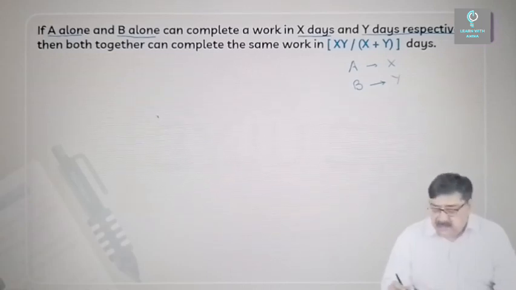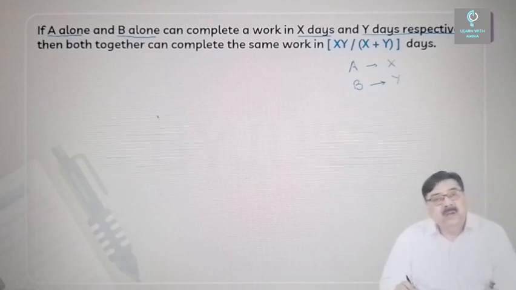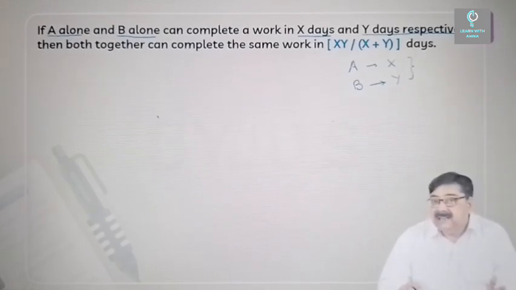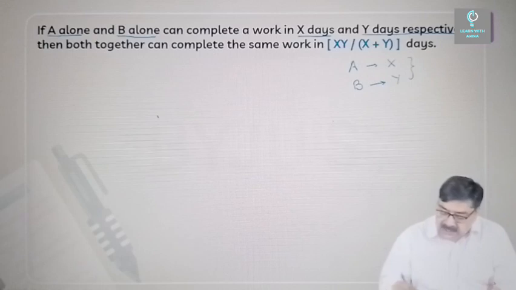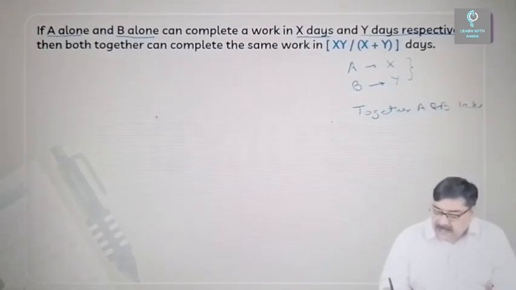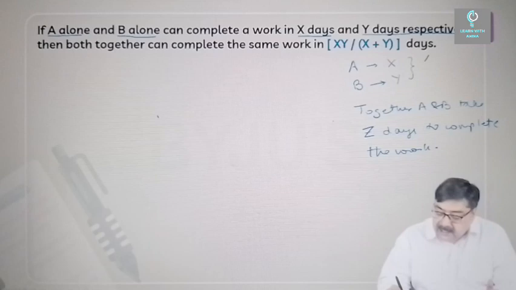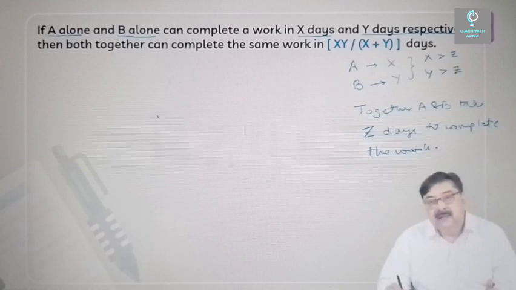Now, the very first thing you must notice is that A can complete this work working alone in X days, and B alone can complete this work in Y days. So obviously when both are combined, the number of days taken by both A and B to complete the work would be lesser than X and lesser than Y. So let us say that together A and B take Z days to complete the work. Kindly understand that X is going to be greater than Z and Y is also going to be greater than Z. Obviously, if two people are working on a particular job, then the time taken would be much lesser than their individual capacity.